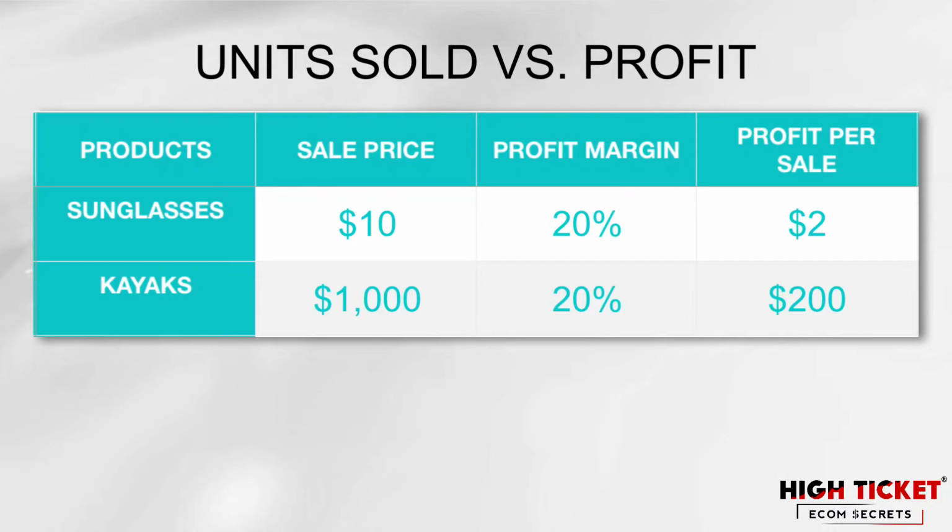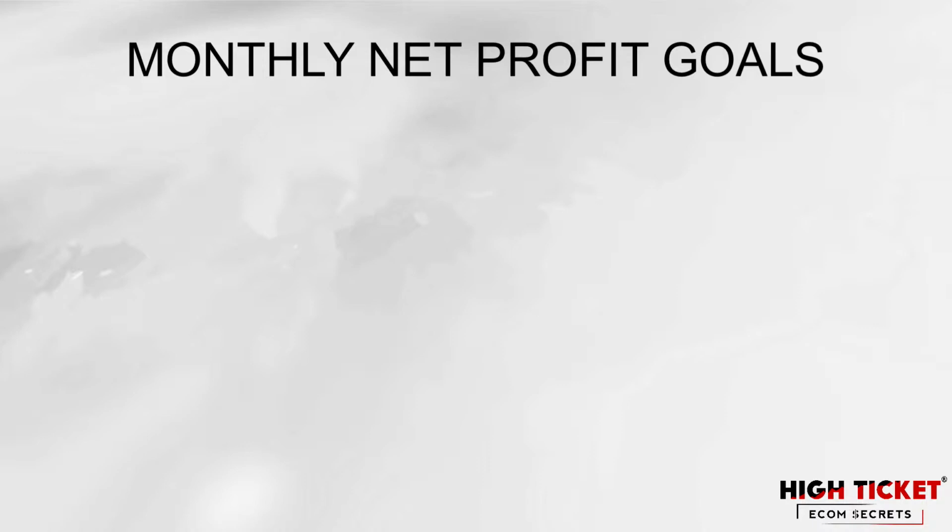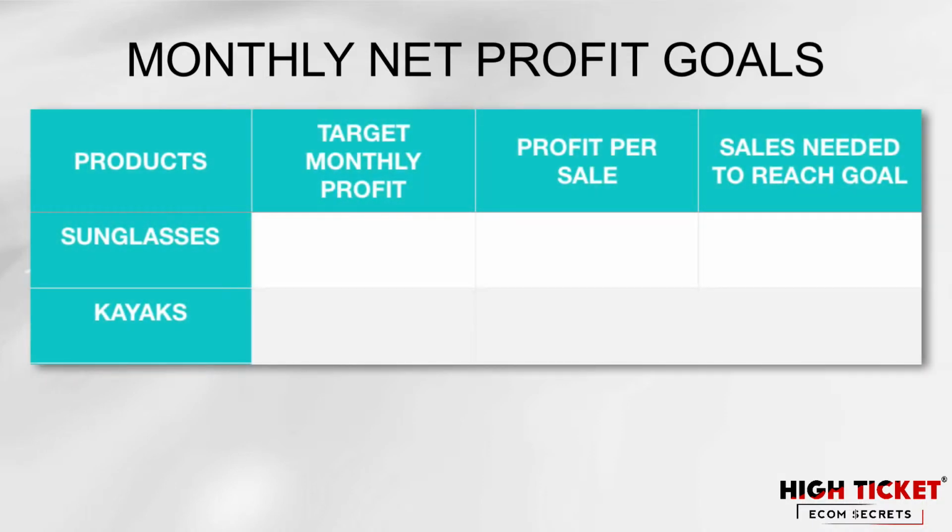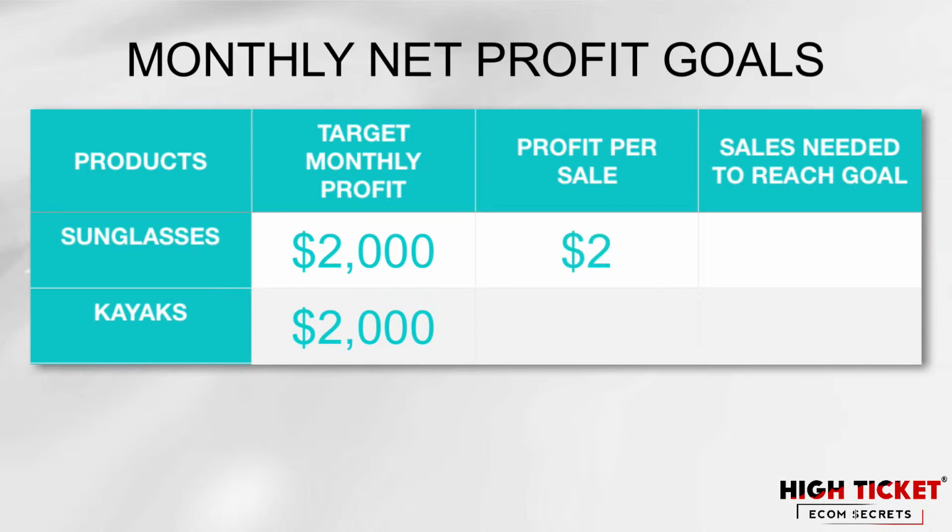The guy selling sunglasses is over here bragging about how many orders he's getting, but you don't want to be that guy. You want to be the person actually making the money, right? Now to go even deeper into this, let's start talking about monthly profit goals and what it would take to get there between these two products. Let's say you have a monthly net profit target of $2,000. That's $2,000 in your pocket after all expenses have been paid. Again, the person with the sunglasses we know is making $2 per sale, while the person selling the kayaks is making $200 per sale. So now, how many orders will it take you to hit that $2,000 net profit goal?